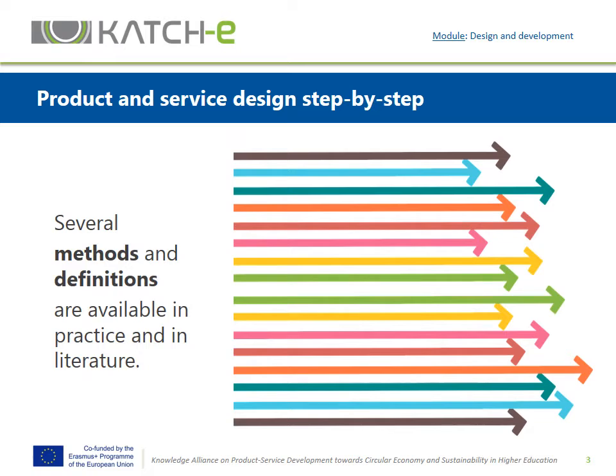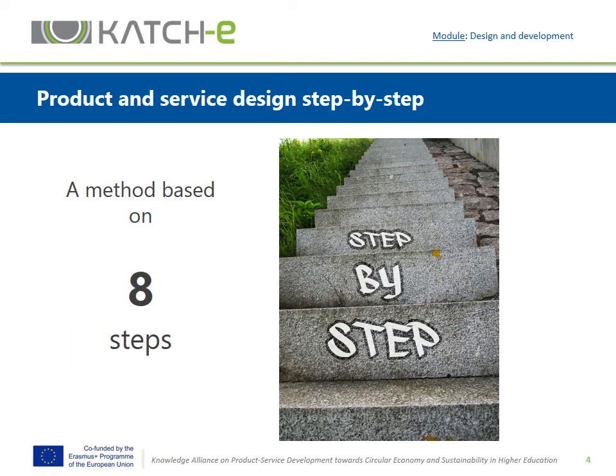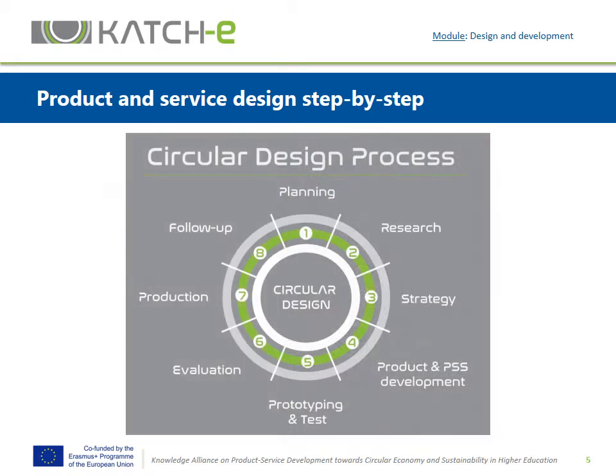In this chapter, we propose a structured approach for the design for circularity practice that is based on design for sustainability methods which have been widely applied and validated in numerous projects worldwide. A general method based on 8 steps that should of course be adjusted to each particular project. Planning, research, strategy, product and product service system development, prototyping and testing, evaluation, production and follow-up.